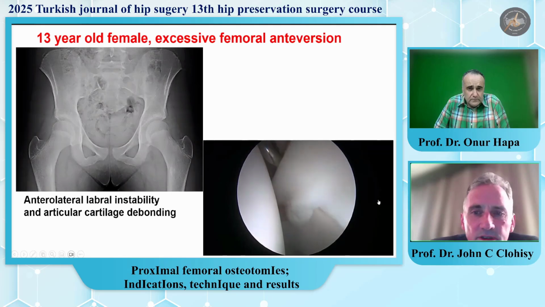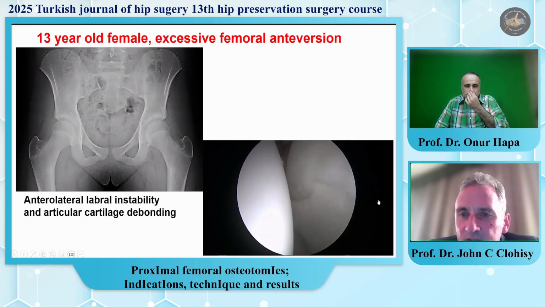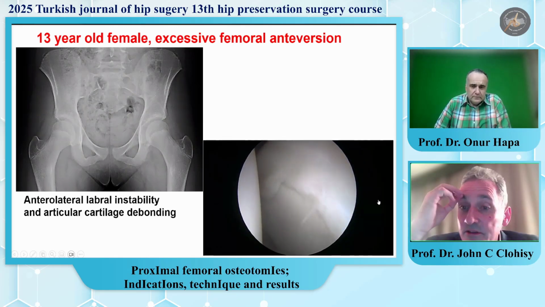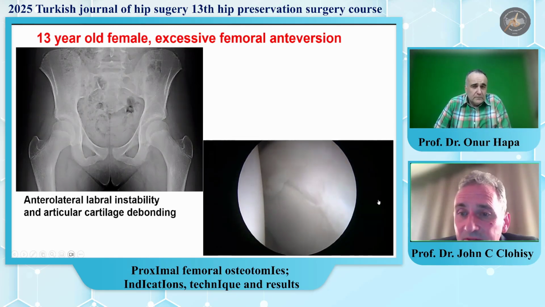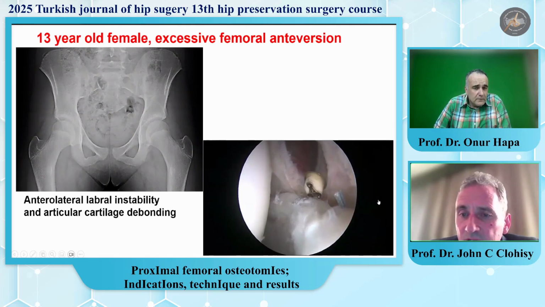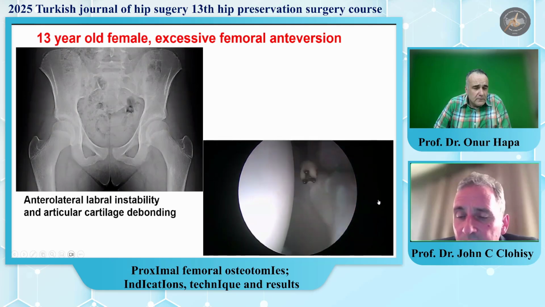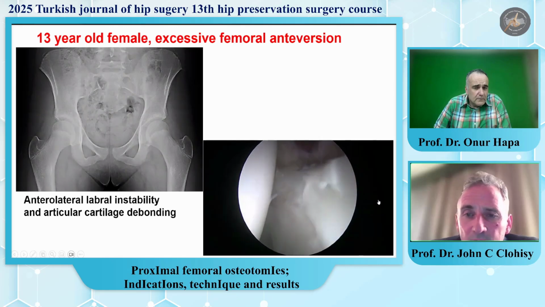So here she is at the time of the scope. You see the unstable labrum anteriorly with a labral flap overhanging into the joint. She also has debonding of the articular cartilage there adjacent to the labrum, so she has a bit of a labral chondral sleeve. This is after our repair of that anterior labrum. We do the anterior labrum on the radiolucent table, we just treat the central compartment, and then we proceed with the femoral osteotomy.